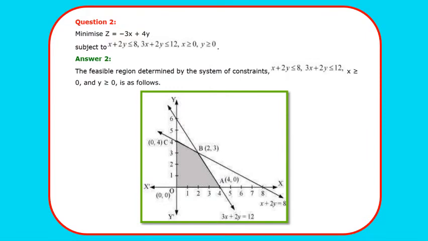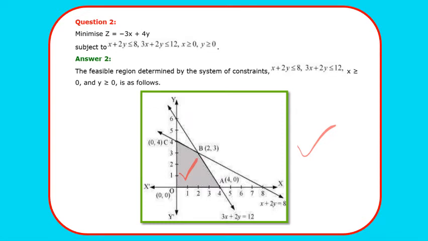Next we have question 2. Minimize z equals minus 3x plus 4y subject to x plus 2y less or equal to 8, 3x plus 2y less or equal to 12, x greater or equal to 0, y greater or equal to 0. Plotting the graphs of the given inequalities, we obtain this graph as we used to do in grade 11th. So we have the two lines, x plus 2y less or equal to 8, 3x plus 2y less or equal to 12, x greater or equal to 0, that is the y-axis, and y greater or equal to 0, the x-axis. And we get the common solution region as the shaded portion.